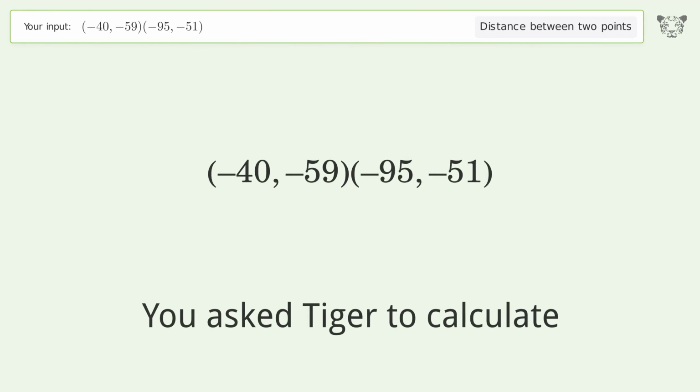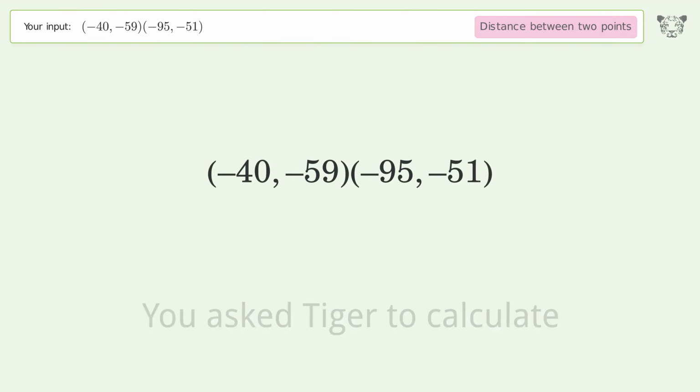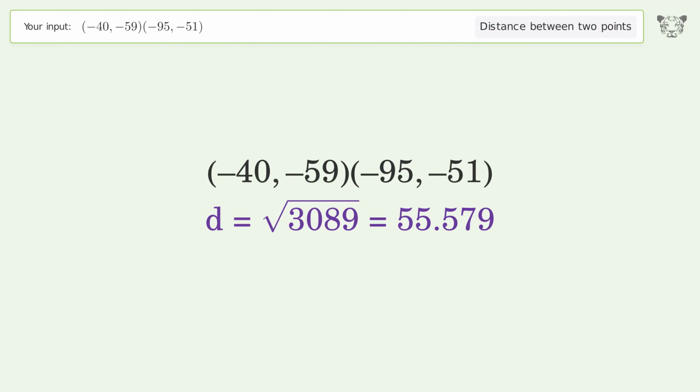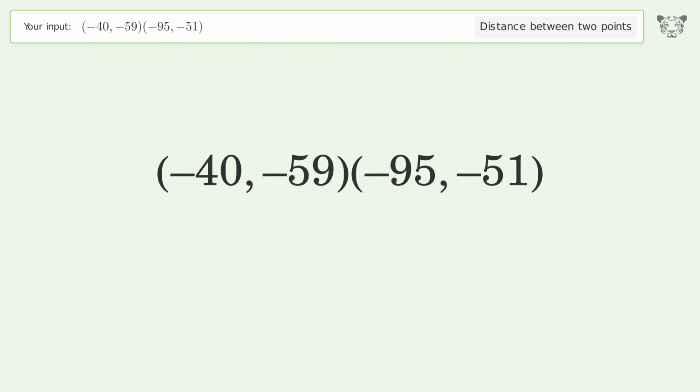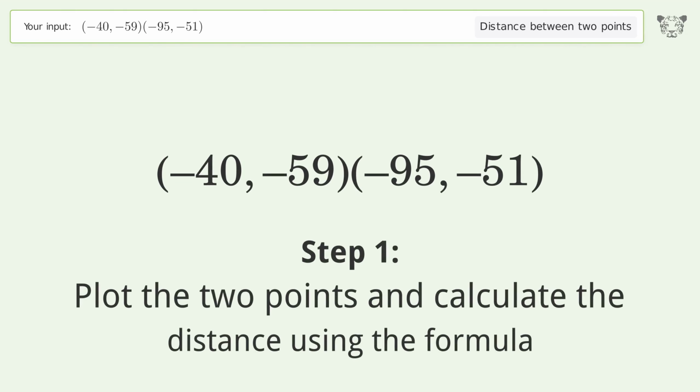You ask Tiger to calculate. This deals with the distance between 2 points. The distance between the 2 points is the square root of 3089 or 55.579. Let's solve it step by step. Plot the 2 points and calculate the distance using the formula.